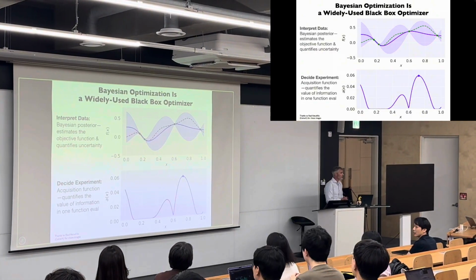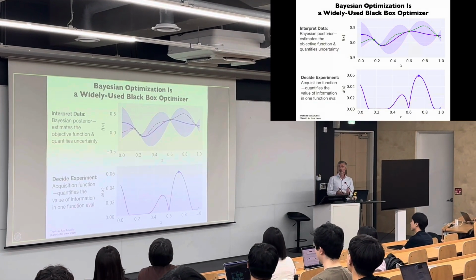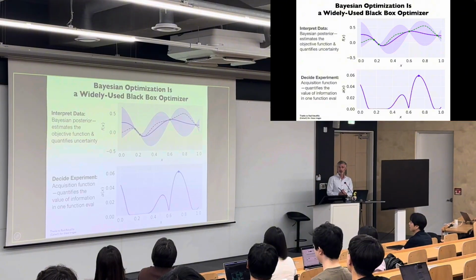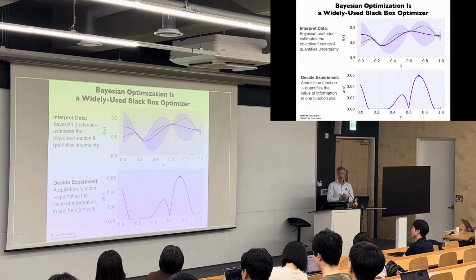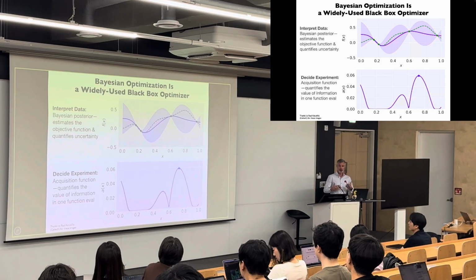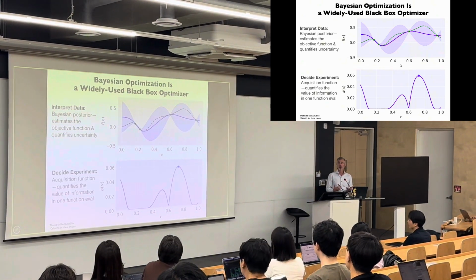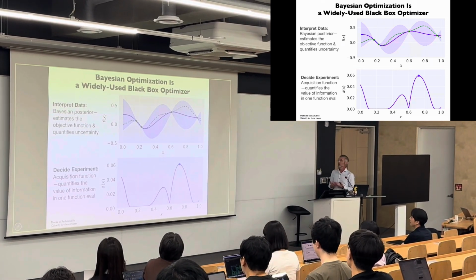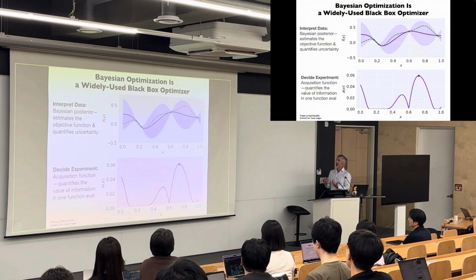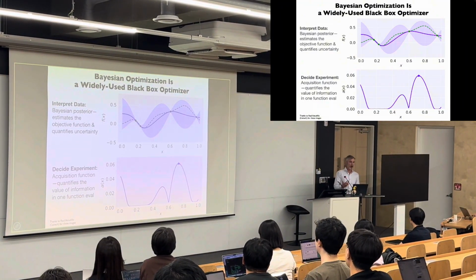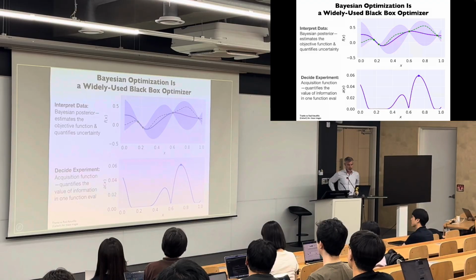Bayesian optimization is one of the most widely used and successful AI-based methods for optimizing these black box functions. These methods have two steps. The first is a data interpretation step. We take the experimental data that we've observed and we fit some kind of predictive model to this data.